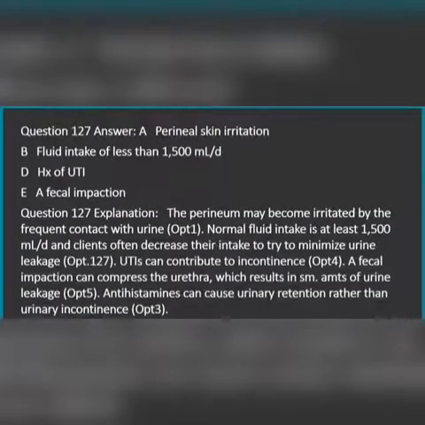Question 127. Answer: A. Perineal skin irritation. B. Fluid intake of less than 1,500 ml/d. D. Signs of UTI. E. A fecal impaction.